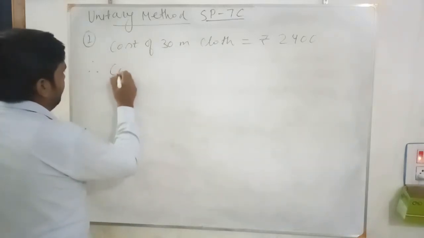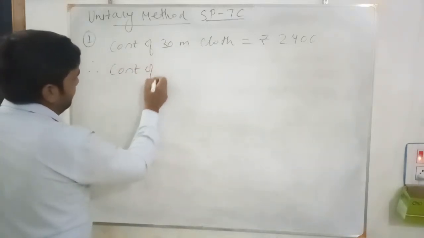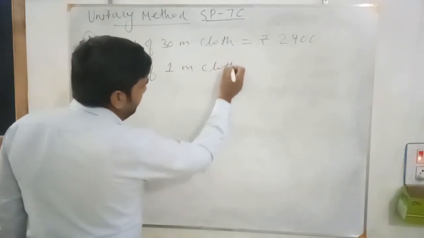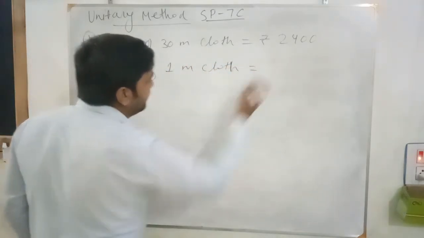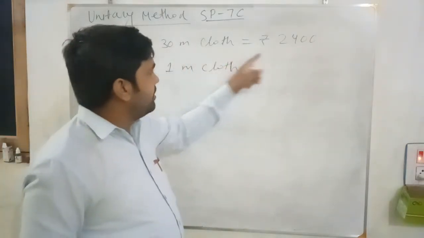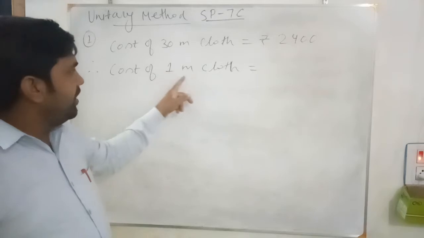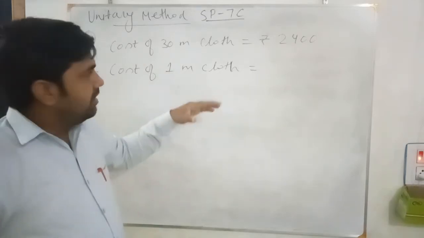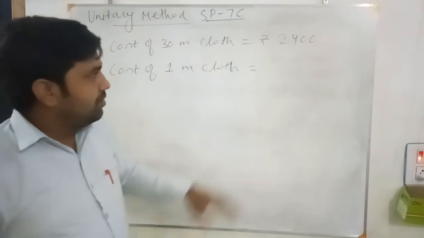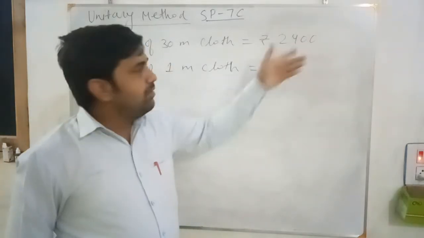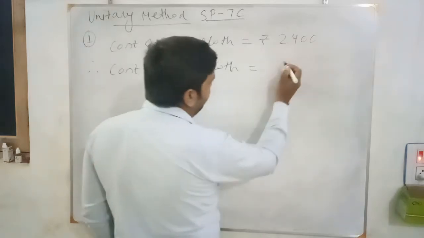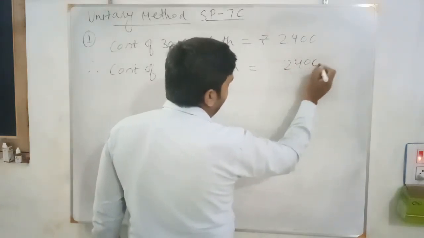Therefore the cost of 1 meter cloth. What will it be? It will be less than 2400, because the cost of 30 meter cloth is 2400. So the cost of 1 meter will be less. We get less when we divide, because on doing the division the value is reduced. So we divide 2400 by 30.